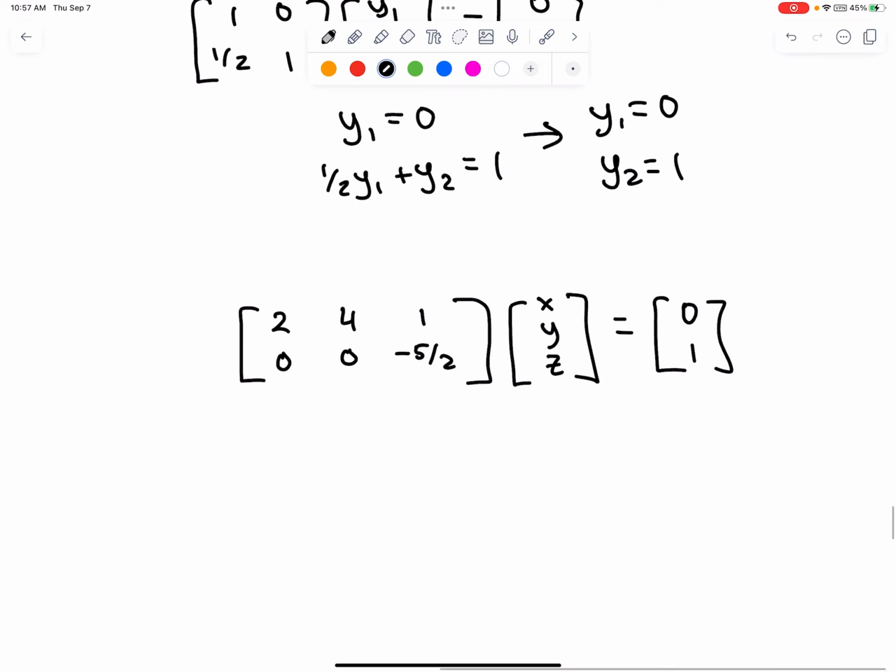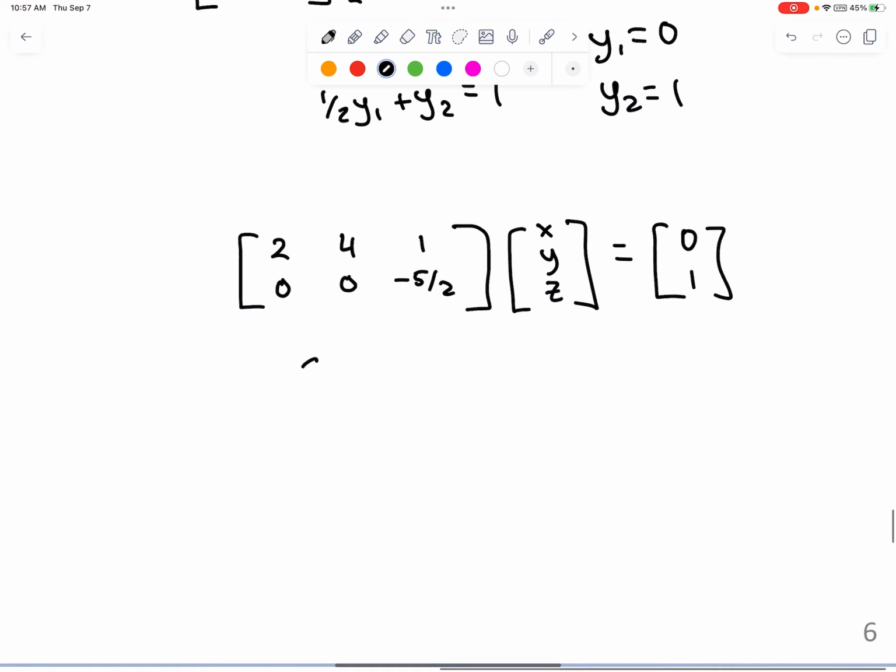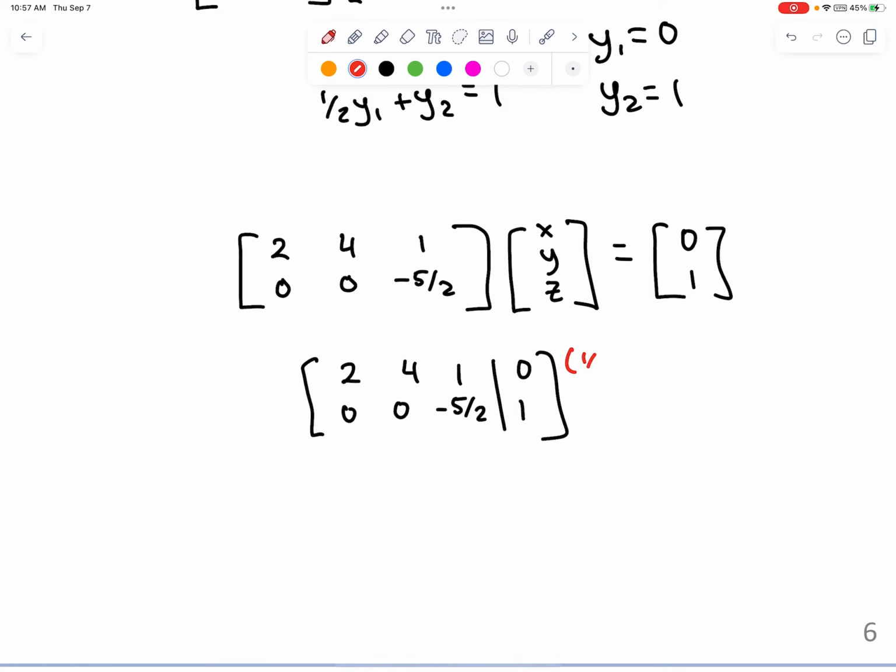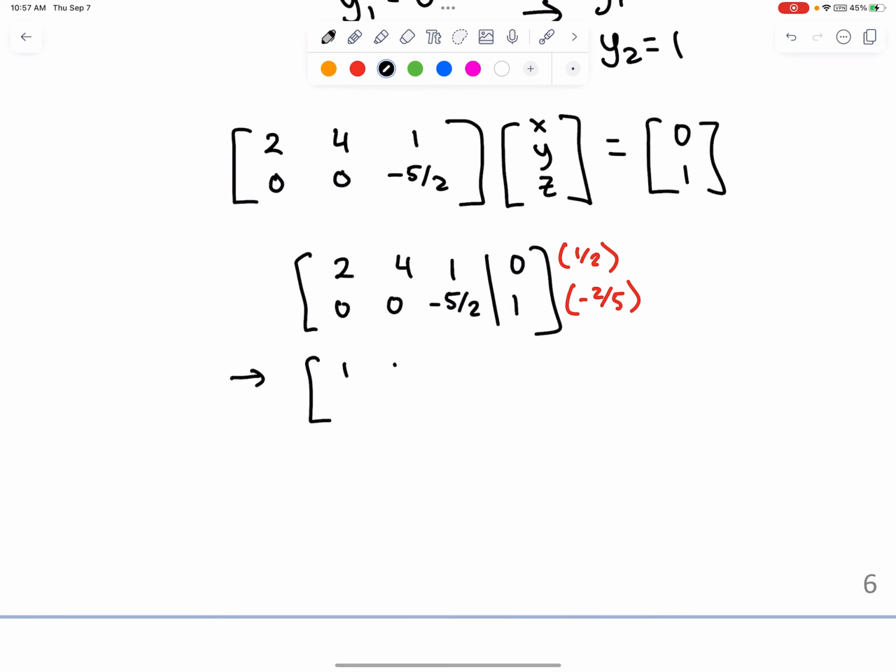Now we solve this system. This system is 2 equations and 3 variables. There's going to be a free variable at play. So I'm going to use an augmented matrix to help resolve this. We have 2, 4, 1, 0, and 0, 0, negative 5 halves, 1. I want to put this in reduced row echelon form. I'm going to multiply the top row by 1/2, and multiply the bottom row by negative 2/5. That's to get 1s in this position and this position. And that gives me 1, 2, 1/2, 0, 0, 0, 1, negative 2/5.